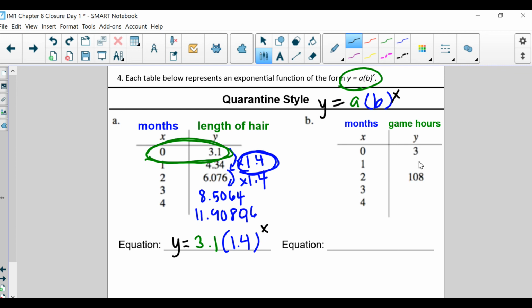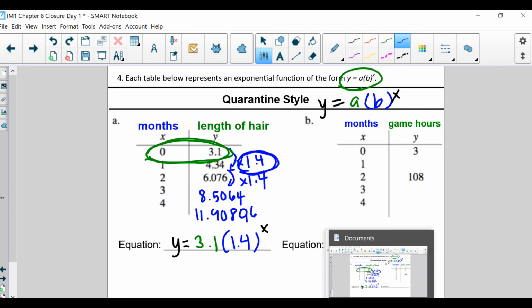All right, let's see if you guys can figure out the next one. This one's a little bit more challenging because there's a missing number here. So you kind of have to figure out, all right, let's talk about game hours. These are the number of months and this is how much gameplay you've put into the quarantine time. So if you've gone 3 hours before the quarantine started, and then 108 after 2 months, what's going on here? Well, again, we want to do the same thing that we did here where we divided.